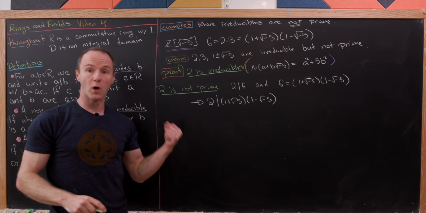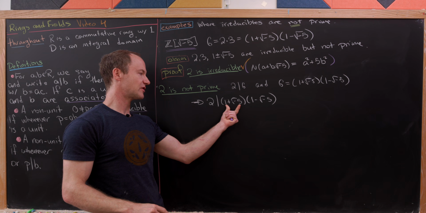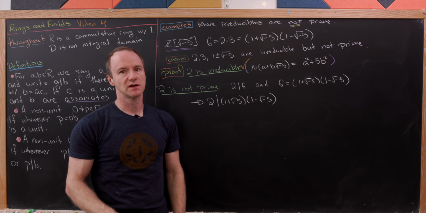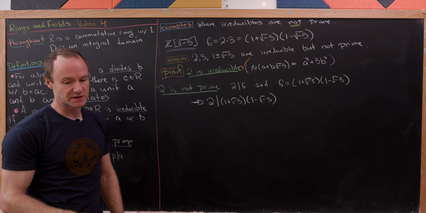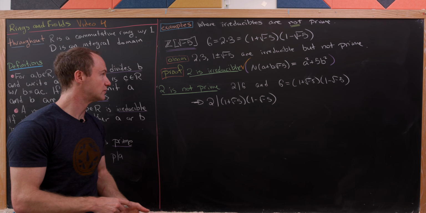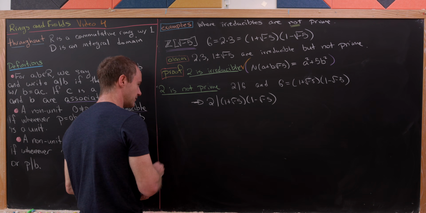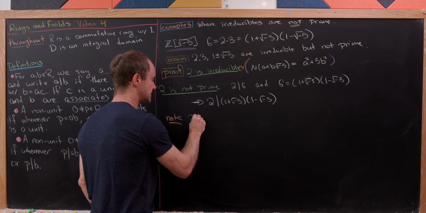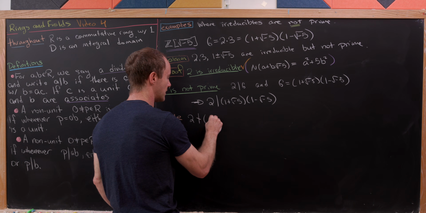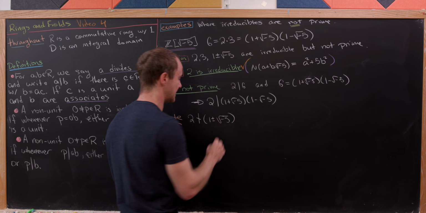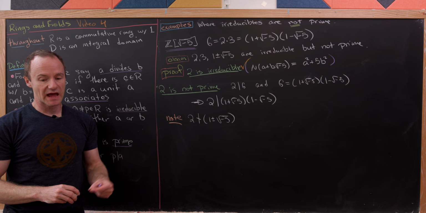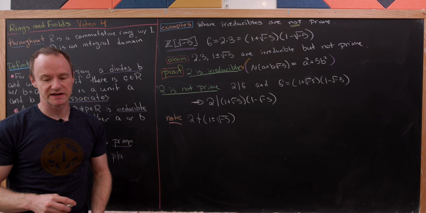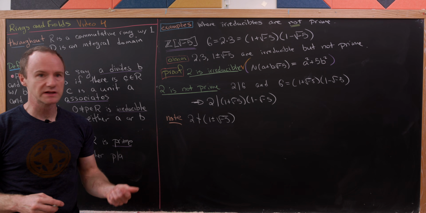Now, if 2 was prime, then 2 would either divide this term, this 1 plus root minus 5, or this companion conjugate term. So what we'll show is that it doesn't divide either. So let's maybe say that's under this note, and that is that 2 does not divide 1 plus or minus the square root of minus 5. And perhaps we'll just focus on the plus version of this because the minus version of this is completely similar.